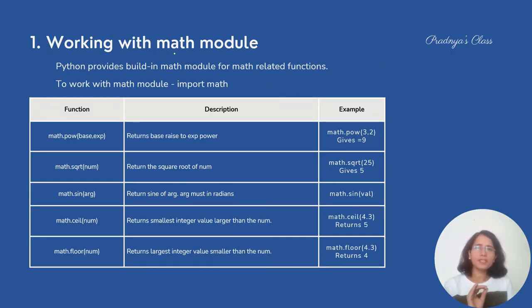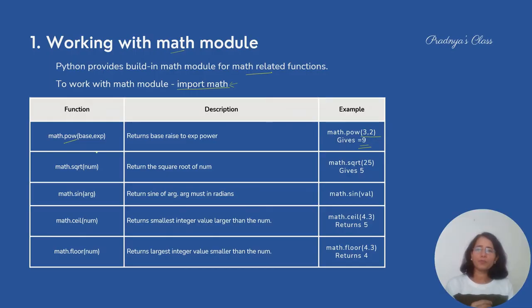The first one is the math module. It contains all the mathematical related functions. To use the math module in your program, you need to import that module first using this statement. There are a lot of mathematical functions in the math module. Some of them I have listed here. The first one is the pow function. It is used to calculate the power. So let's check out this example. pow(3, 2) means 3 to the power 2, which will give the answer 9.